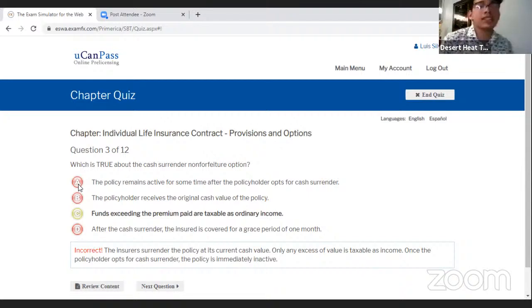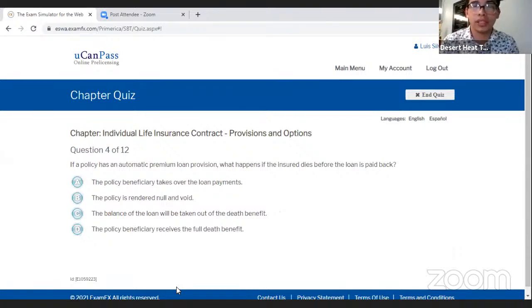So when it comes to taxes, when you surrender, basically take out some of the money, it will be taxed in some places. It depends on which one you guys will be doing.